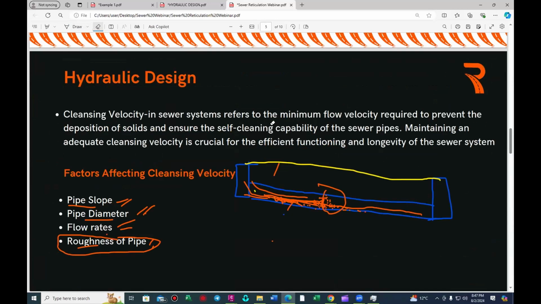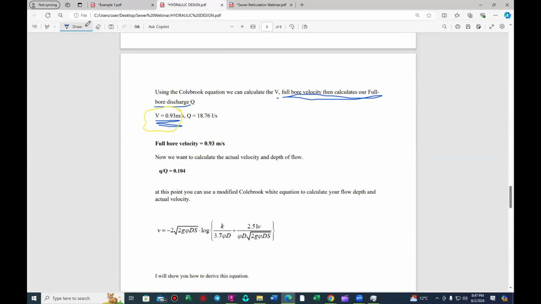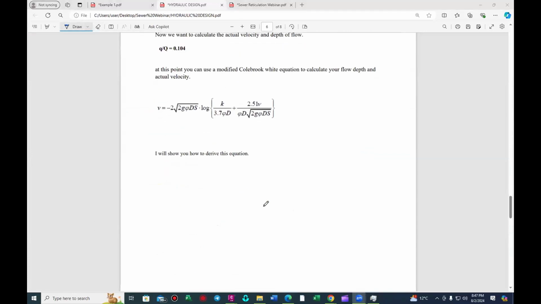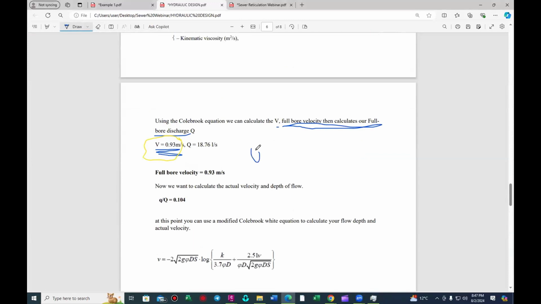We said in a sewer system it refers to the minimum flow velocity required. So what is the minimum flow velocity that's required? Your minimum flow velocity ranges from 0.7 meters per second, right? That's your minimum velocity, maybe to 0.75 meters per second. It depends on the manuals, right?